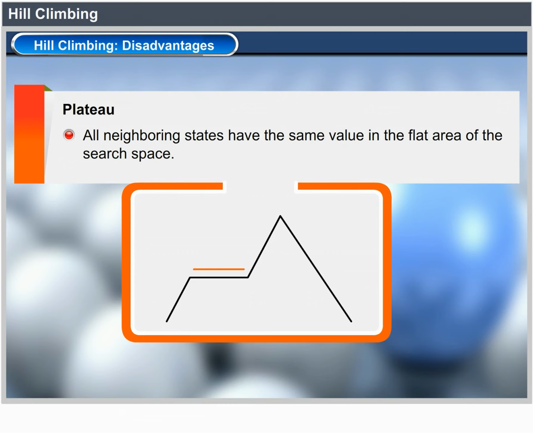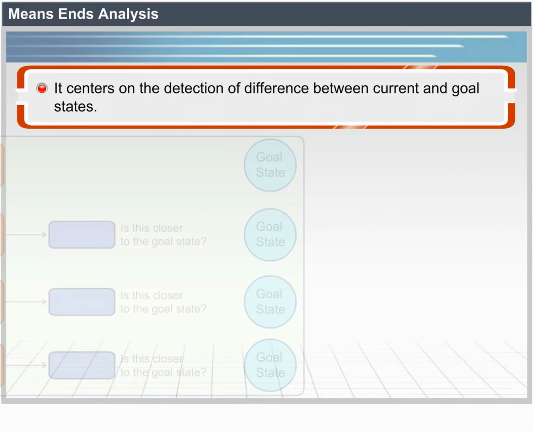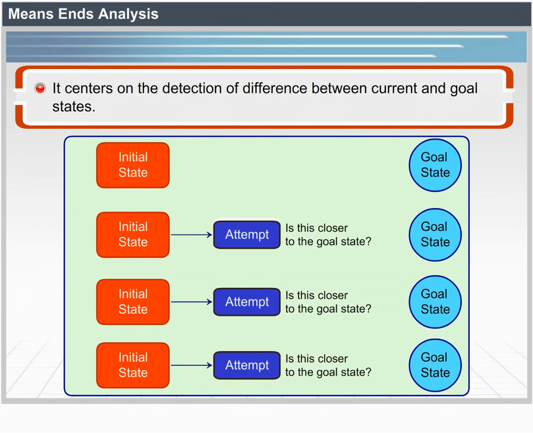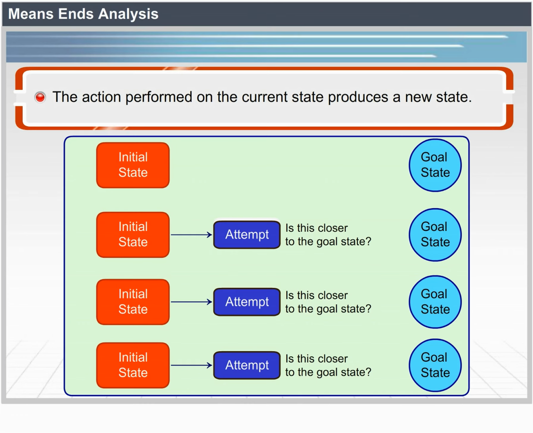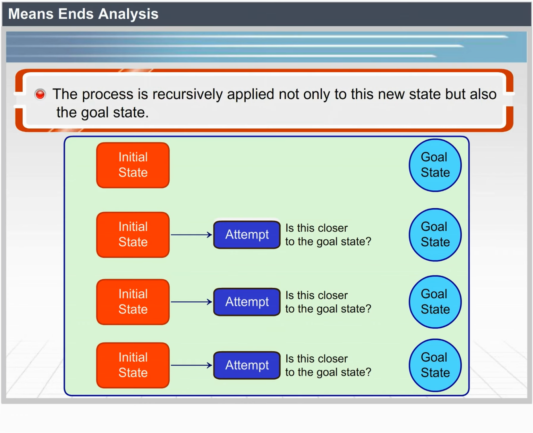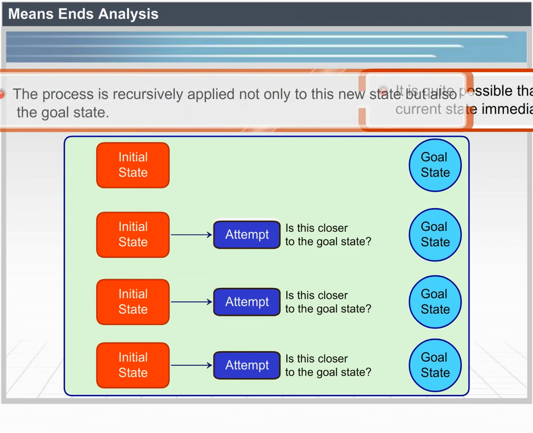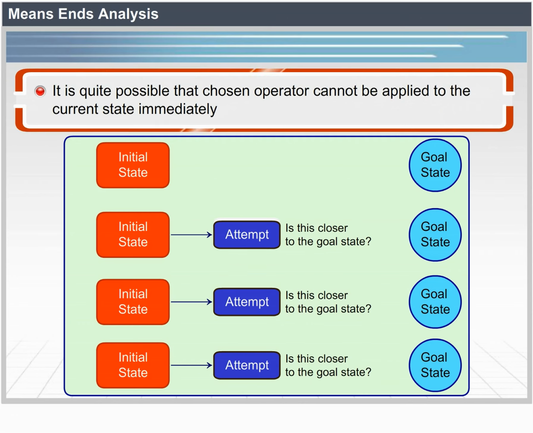Means-ends analysis. It centers on the deduction of the difference between the current and goal states. Once such a difference is isolated, a reduction of the difference must be found. That reduction is executed by an operator. The action performed on the current state produces a new state. The process is recursively applied not only to this new state but also to the goal state. It is quite possible that the chosen operator cannot be applied to the current state immediately.